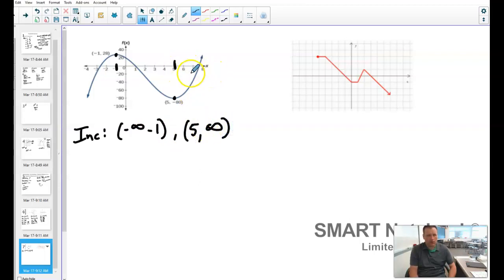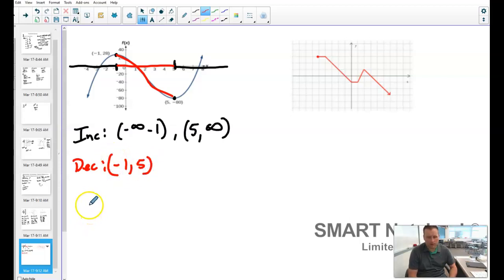And again, that's because I work left to right. It's not because this is facing up. It's that it's going up from left to right. So from here to here, and then from here to here is increasing. Okay? My decreasing is going to be this part right here, which on my x-axis is from this value to this value. So this decreasing is going to be from negative 1 to 5, and that's the only section that is decreasing right there. I have no constant, so my constant's not applicable.